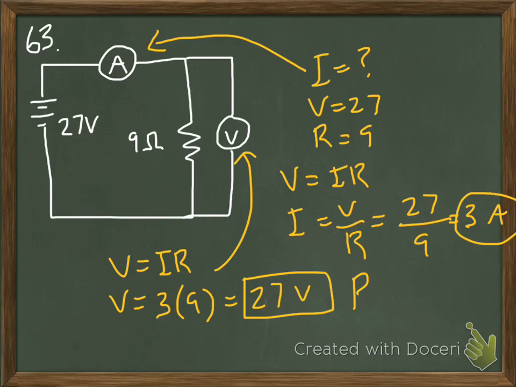We know that power is equal to current times voltage, which would be, where's the current?